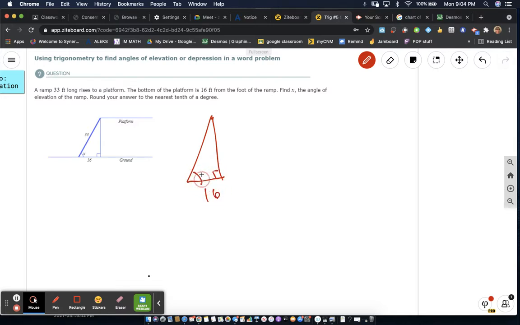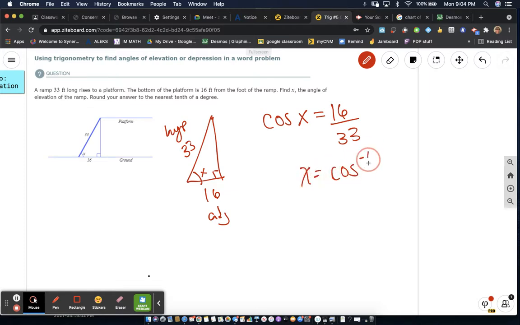Okay, 16, x, 33. What do I have? I have adjacent and hypotenuse. This is cosine again. So it's going to go cosine of x equals 16 over 33. So again, x is going to be cosine inverse of 16 over 33. If you had tangent, opposite over adjacent, you would do tangent inverse. If you have sine, sine inverse. Get the idea? Okay.